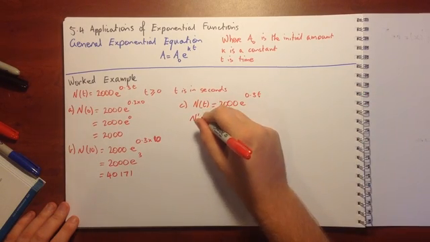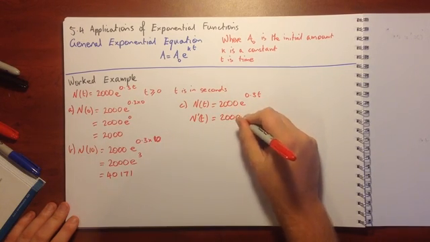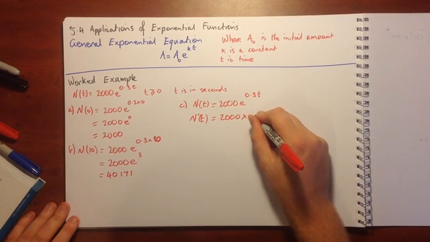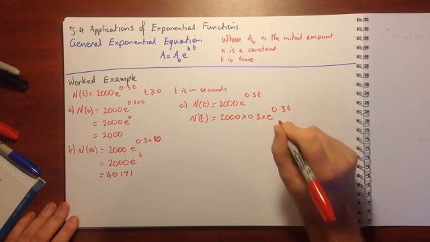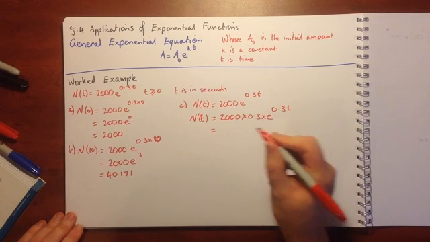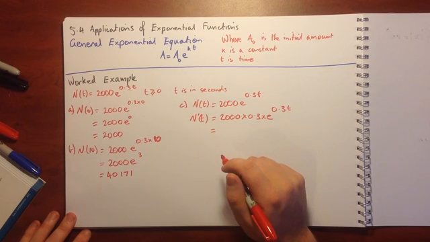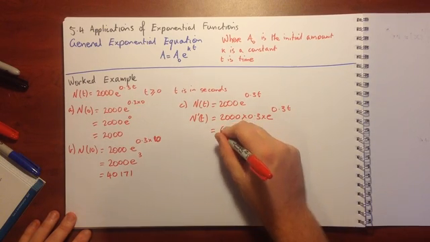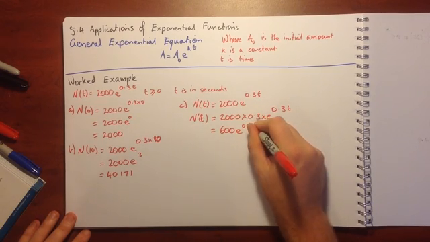So N dash of t is our 2000 times our constant out the front, 0.3, times e to the 0.3t. If you have a look back at section 5.3, you'll see our tutorial on how to differentiate exponential functions, if you're having a little bit of trouble with that. We can simplify that: 2000 times 0.3 is going to be 600 e to the 0.3t.